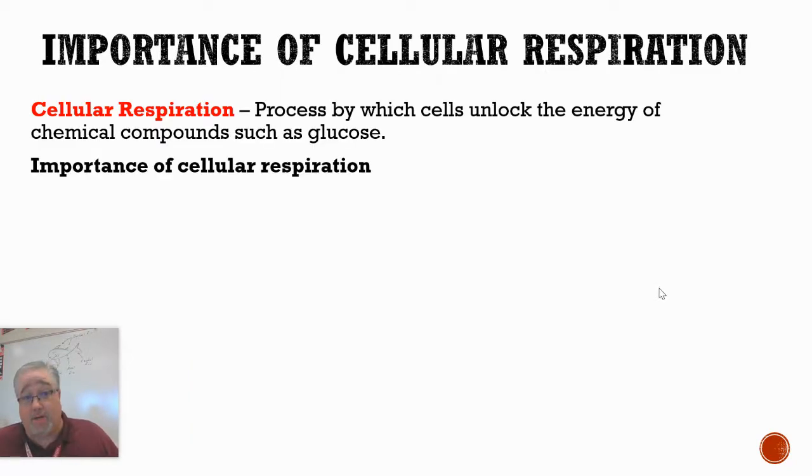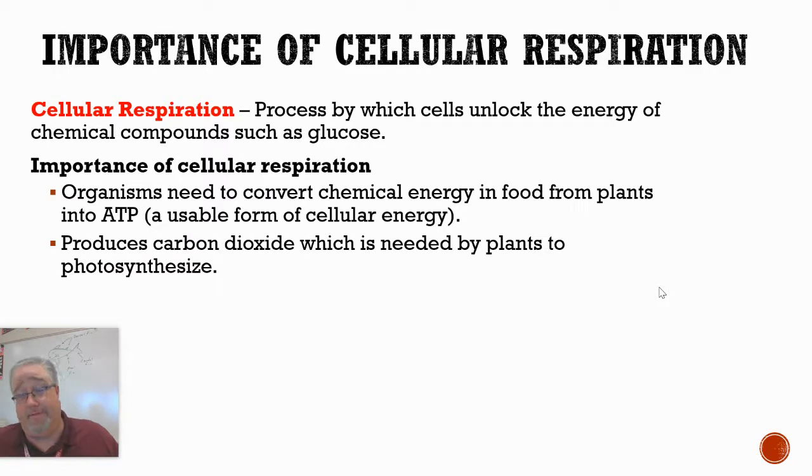Now, cellular respiration, the flip side of photosynthesis, why is that so important? Organisms need to convert chemical energy from food from plants. So the reason cellular respiration is important to an animal is so that we can get energy from food, right? We need to eat plants or eat animals that eat plants so that we can utilize that energy. Another thing is that we produce CO2, right? So plants can use that to help their photosynthesis. So make sure we understand the importance of respiration and also photosynthesis.